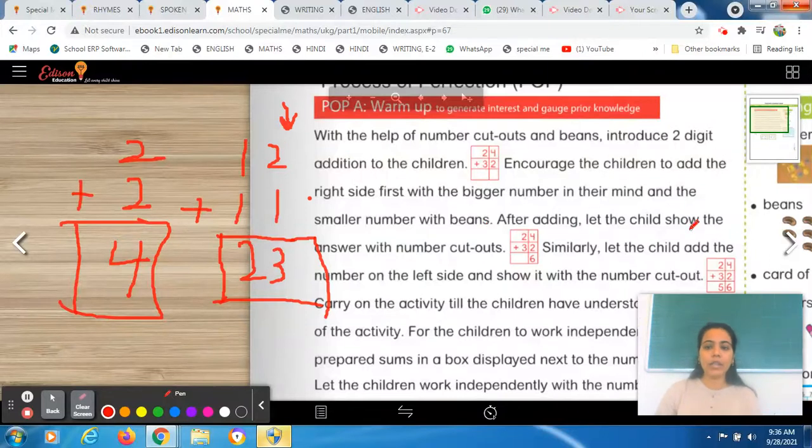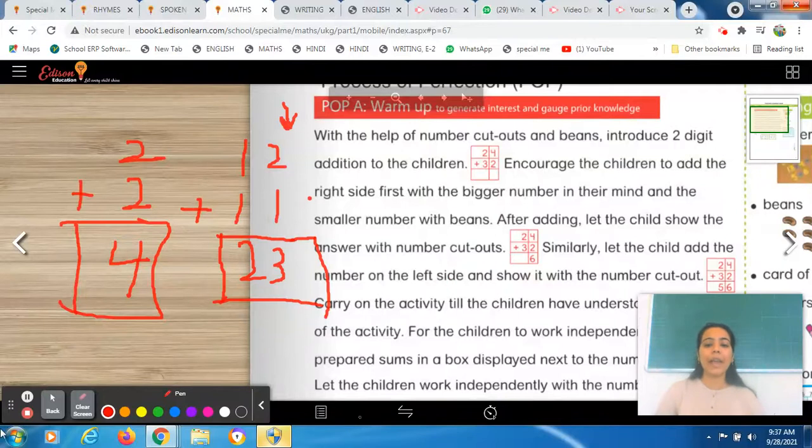After adding, let the child show the answer with the number cutouts. Suppose they are adding the very first right hand side, so they will say 3. So you have to encourage our child to show it with the number cards. You will give the number cards to our kids, and then he will take the right number card and place it below the right hand side. Okay, and in the same way you have to let the child add the left hand side and show it with the number cutouts, in the similar way, the way I'll show it with the number 2 cutout.